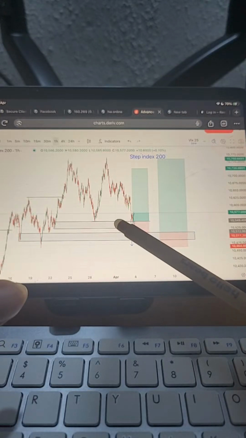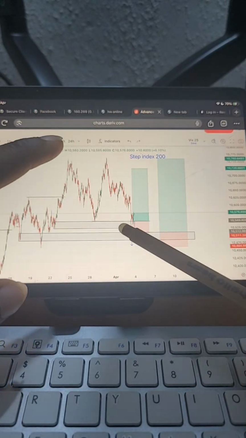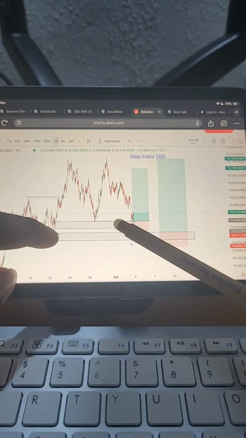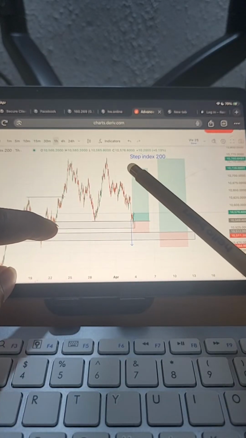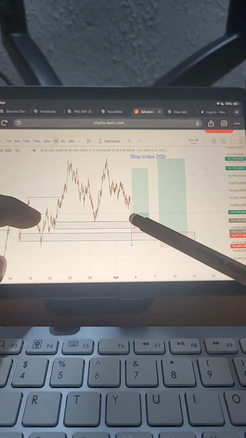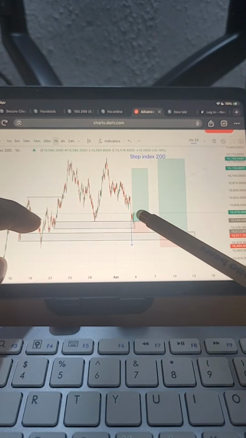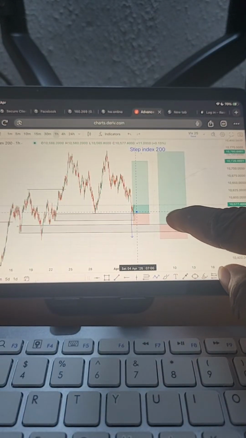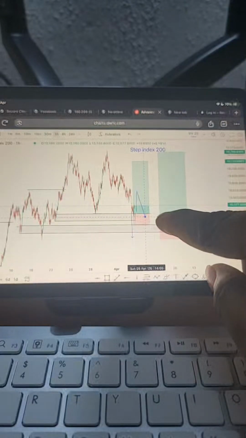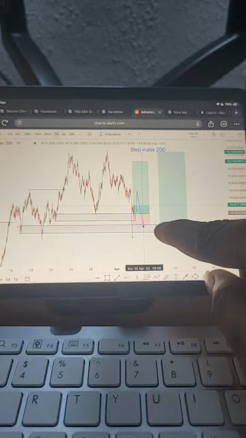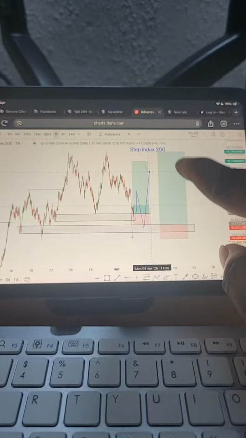So this zone is my first structure that I'm anticipating to hold price and push price up to this zone. If this zone eventually fails, let's say price does something like this, pushes up to the upside, then retraces back, takes out this low and taps into this zone, then starts going.